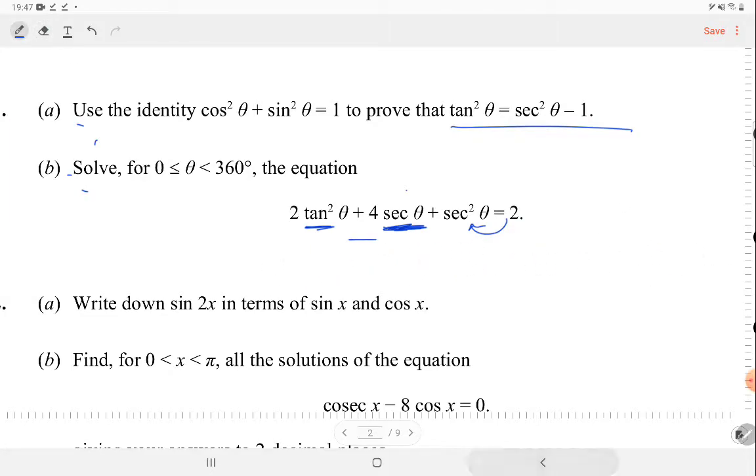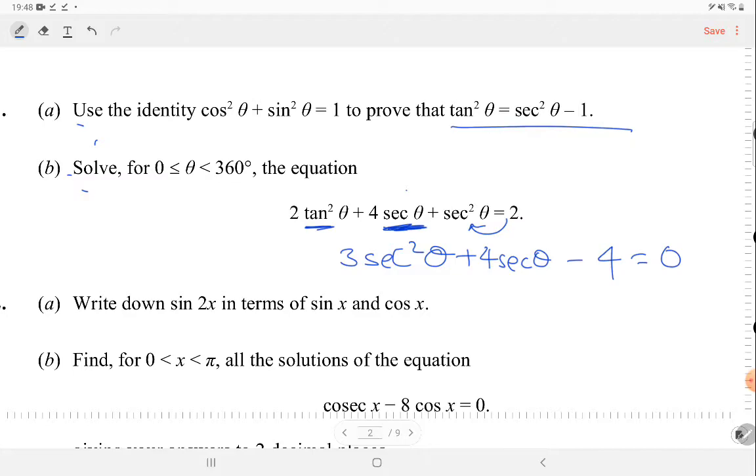In other words, after you tidy everything that I just wrote out, you should be getting 3 sec squared theta. Then it was 4 sec theta, wasn't it? 4 sec theta, and then it was minus 4, wasn't it? Yeah, it was minus 4. So yeah, that's that.